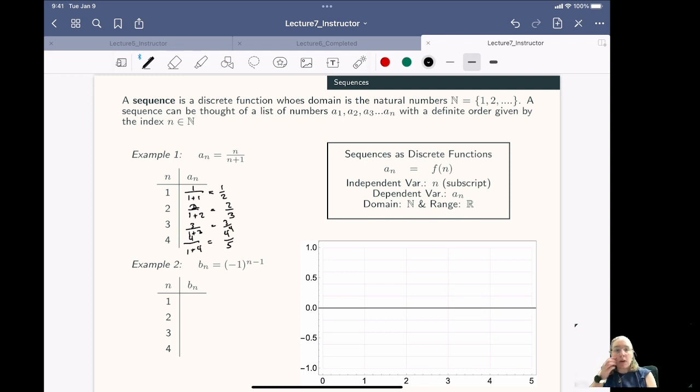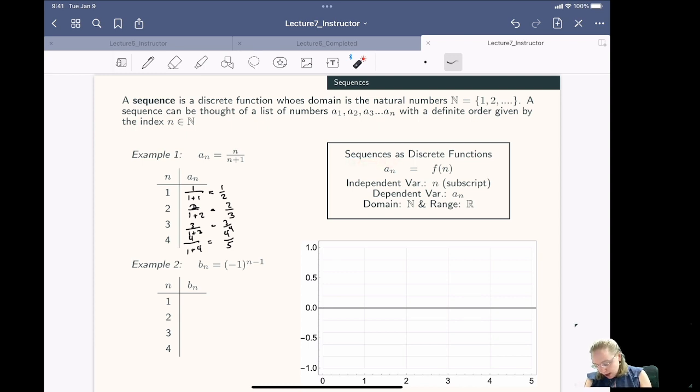All right, so notice that the n here is our independent variable, and our a_n is our dependent variable. So that is the mapping between what we typically think of as a discrete function and a sequence.